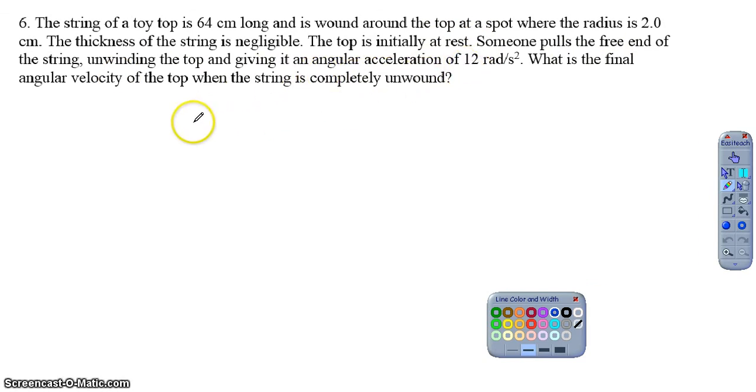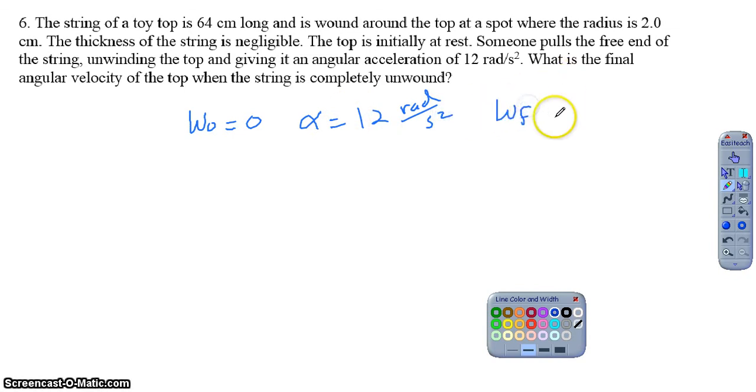So looking through there, we do know that the initial angular velocity is 0. We know our acceleration is 12 radians per second squared. And then we're looking for the final angular velocity. So we know we're looking for our final omega there. So the trick becomes, again, looking at that first sentence. So they give us the total length of the string.